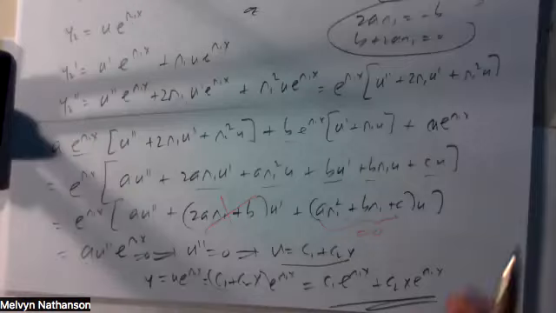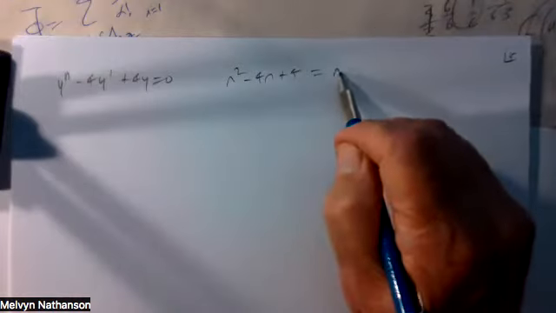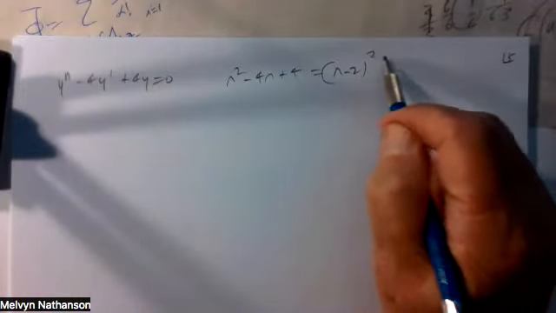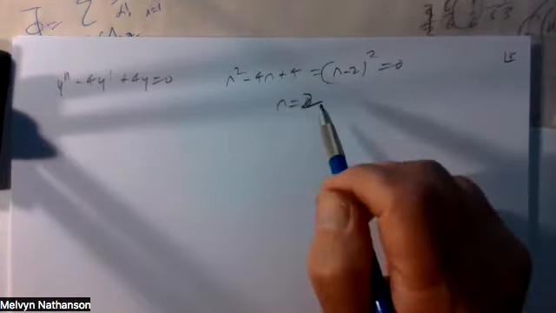Let's look at another example. Let me take one from the exercises at the end. Suppose we have the equation y double prime minus 4y prime plus 4y equals 0. We want to find all solutions of this equation, the general solution. So the characteristic equation is r squared minus 4r plus 4, which you recognize immediately as r minus 2 squared equals 0. So the only solution is r equal to 2.